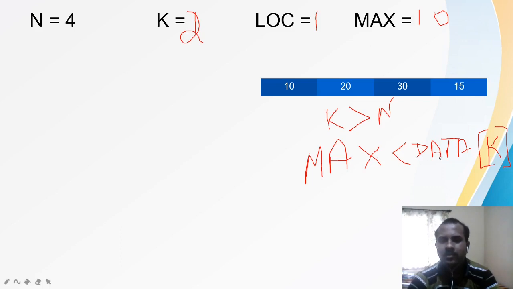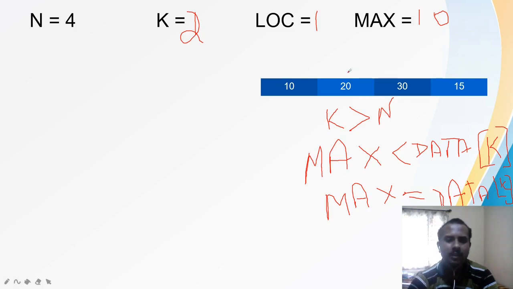So what do I have to do? I have to assign 20 to max, so max is equal to data of k. So max became 20, and that means the location of the maximum element also becomes 2.